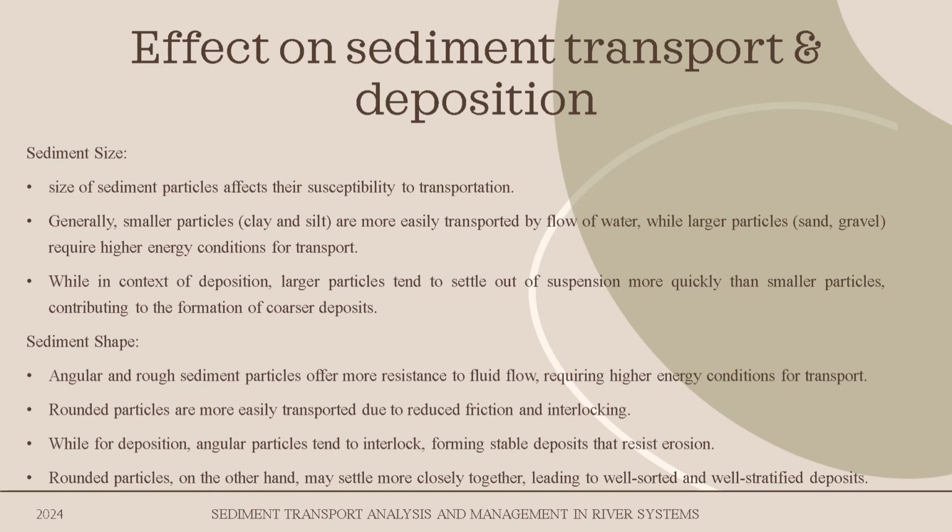In the context of sediment shape, angular and rough sediment particles offer more resistance to fluid flow, requiring higher energy conditions for transport. Rounded particles are more easily transported due to reduced friction and interlocking. While for deposition, angular particles tend to interlock, forming stable deposits that resist erosion. Rounded particles, on the other hand, may settle more closely together, leading to well-sorted and well-stratified deposits.